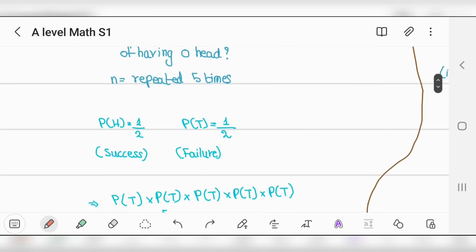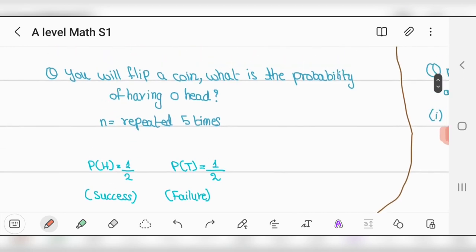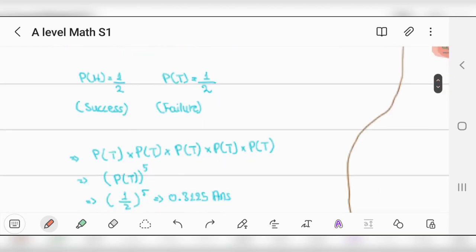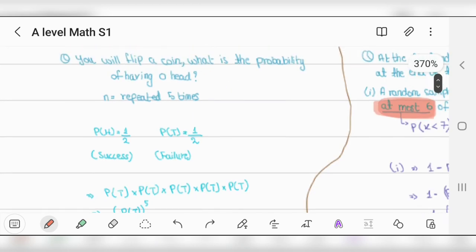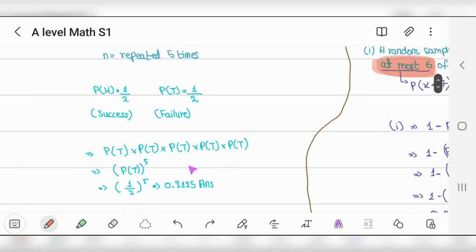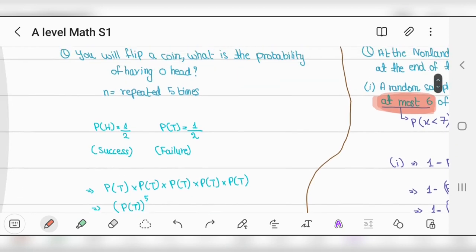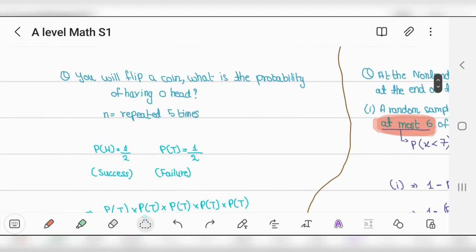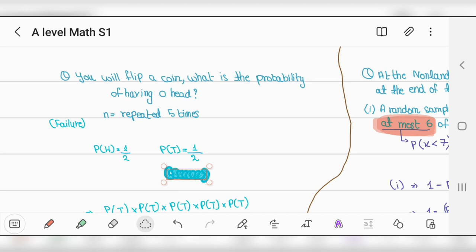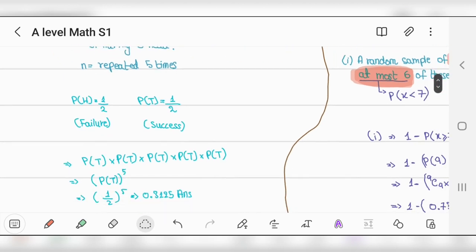Okay, having zero head. So this is success of having zero head, and this is failure. So we are just going to multiply this by 5 times. So it happens 5 times, and then you have the answer. This is the probability. Okay. I think this is success and this is failure. Okay, so this is this.